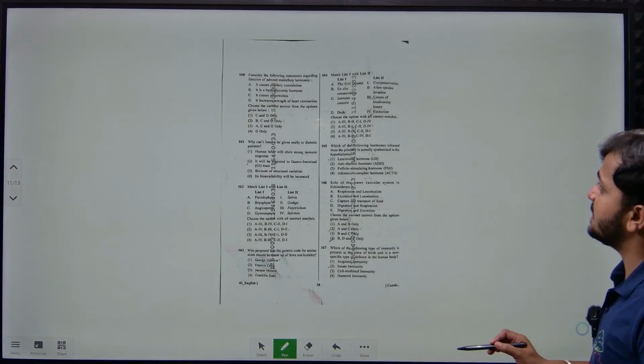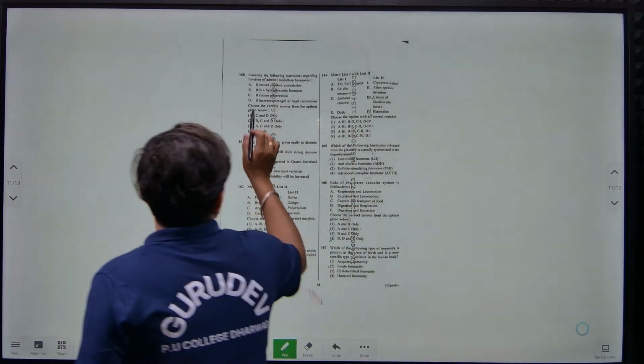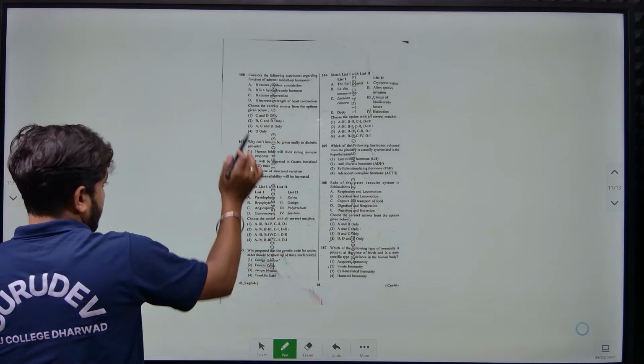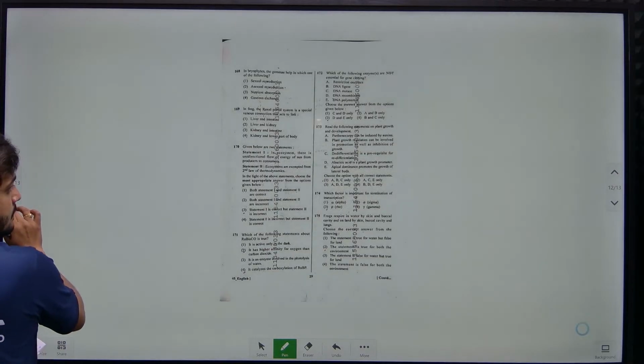So moving on to the next, that is the 160th. Considering the following statements regarding here majorly.